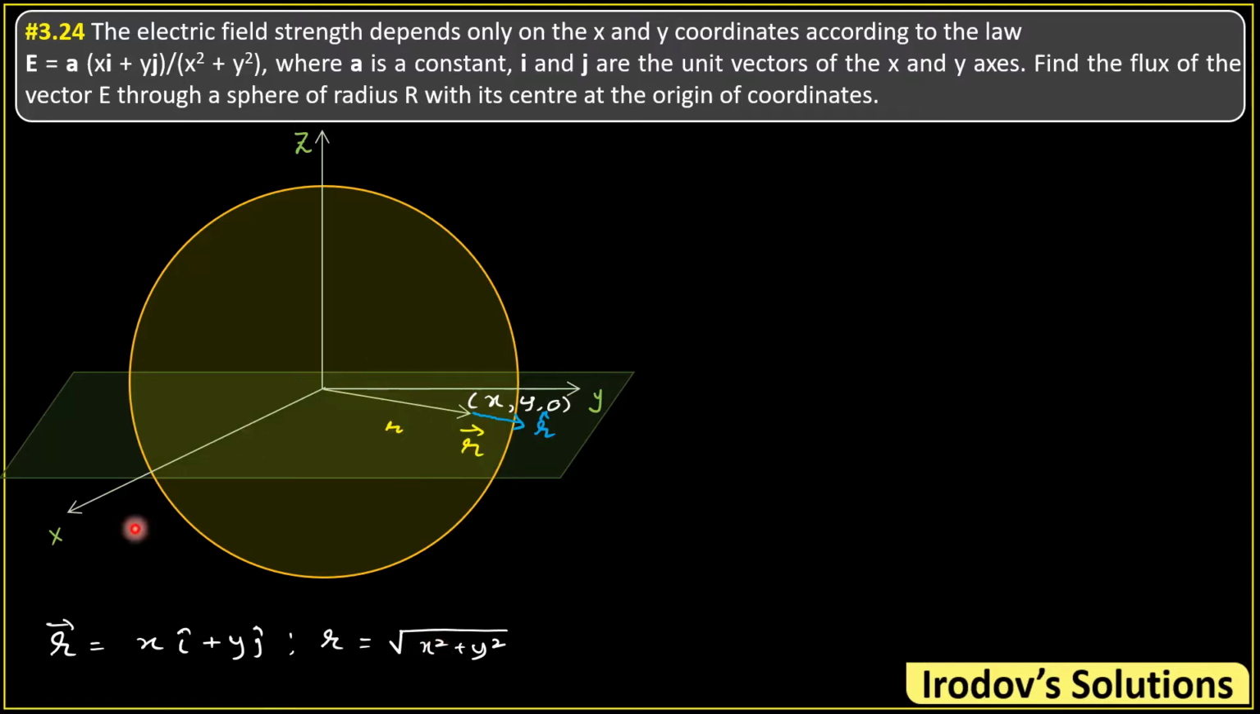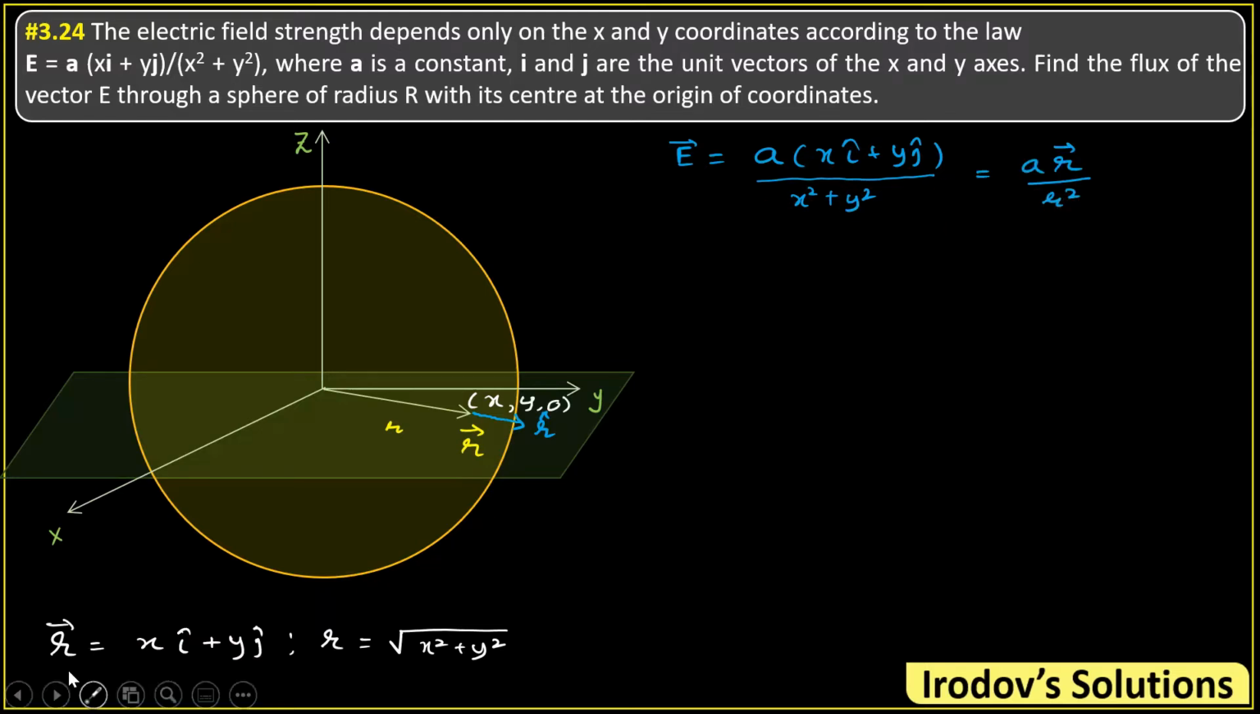Now at any point the electric field is given by this expression, which is A into (x i cap plus y j cap) divided by x square plus y square. Putting in the polar coordinates, I can write in place of x i cap plus y j cap as a vector r, and in place of the denominator I can write r square, and we can write r vector is equal to r into r cap. This is the magnitude of r and this is the unit vector in the direction of r vector. So that can be further simplified to A r cap divided by r. So the magnitude of electric field at any point is A by r.